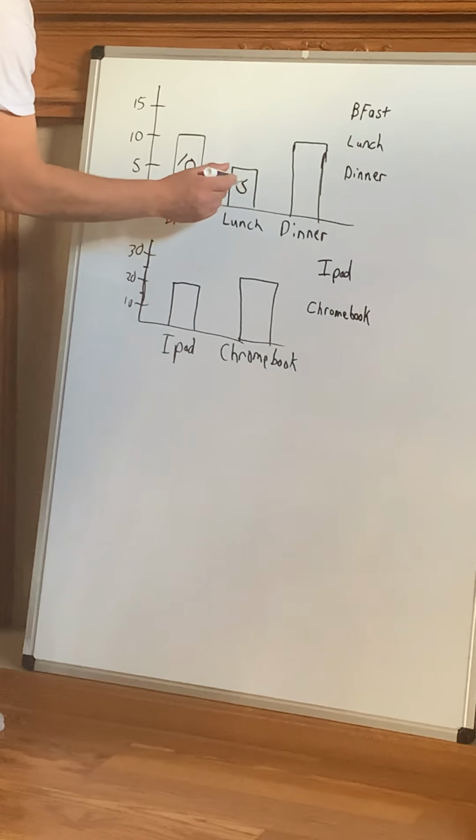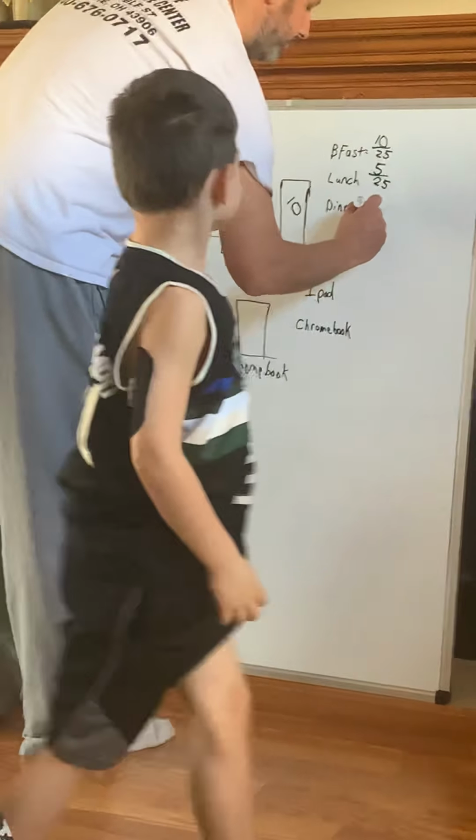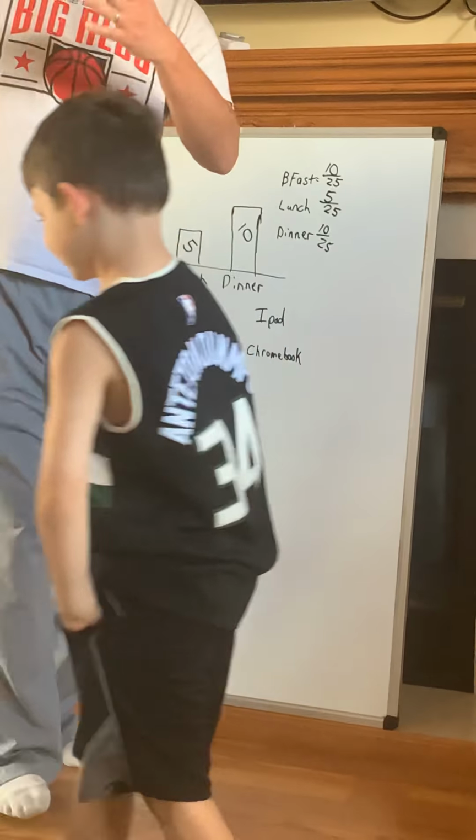Paisley's going to do lunch. How many people picked lunch? 5. Out of how many people total do we ask? 25. 10 and 10 is 20, plus 5 is 25. Stockton's going to set the fraction up for dinner. How many people picked dinner? 10. Out of how many total people? 25. It's the same total on all of them. Your graph was out of 50, I think, but this one is 25.